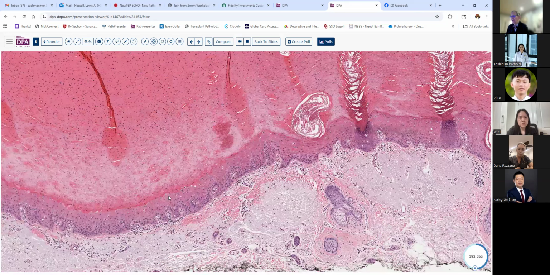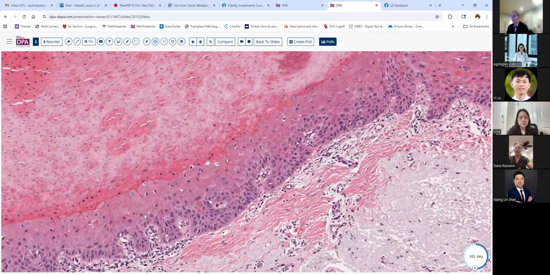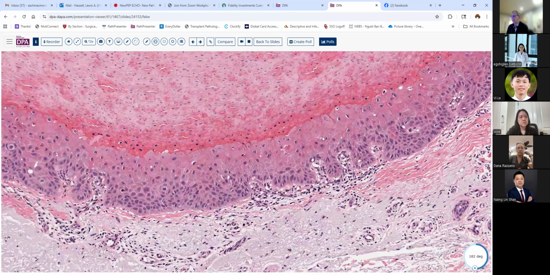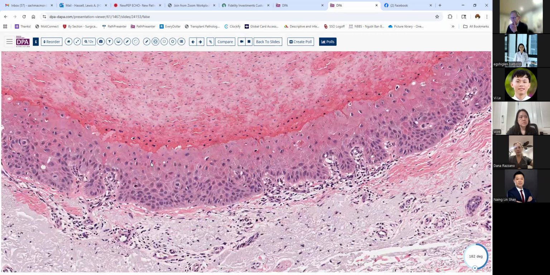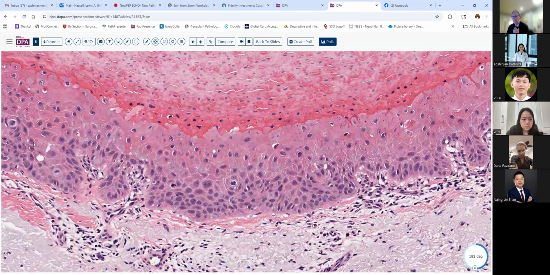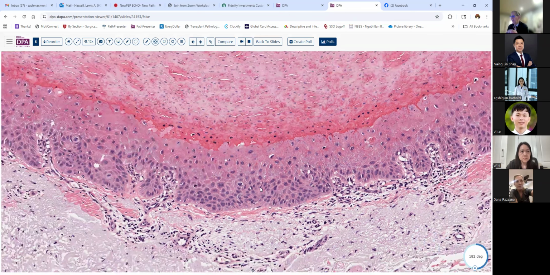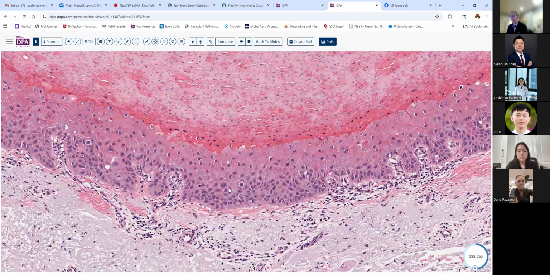You have the loss of the granular layer. And so that altered maturation is, in this case, associated with what do you see as you look at this squamous epithelium here? What's this and this? Maybe this. Mitotic figures. And as we look at these cells here, they look a little bit atypical. There's a little bit of pleomorphism to them, a little bit of variability in how they're connecting one with another.